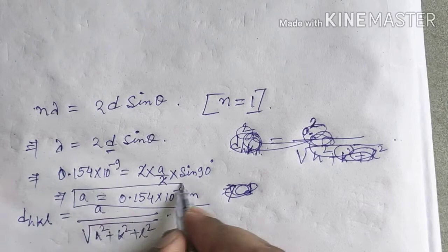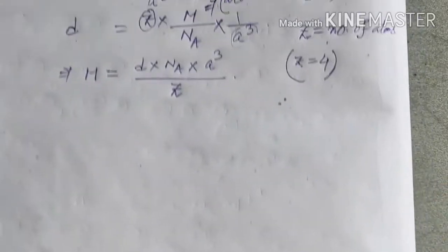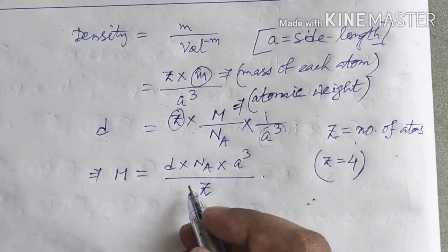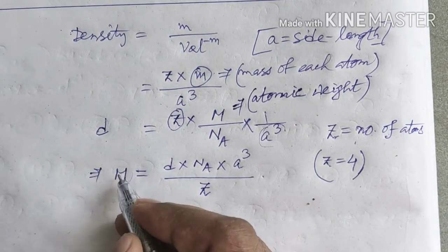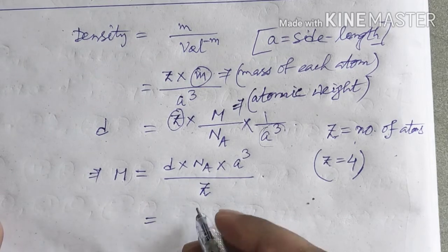So if we substitute this value in the above equation, then we can calculate the atomic weight of the elemental atom.